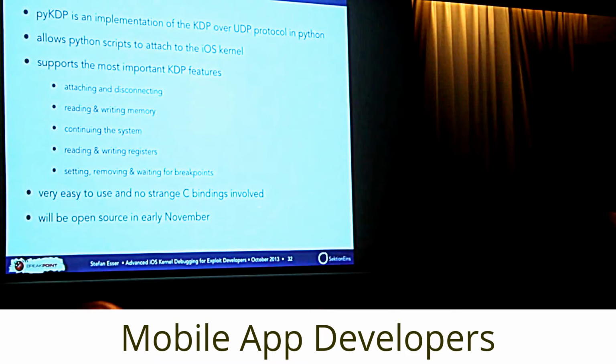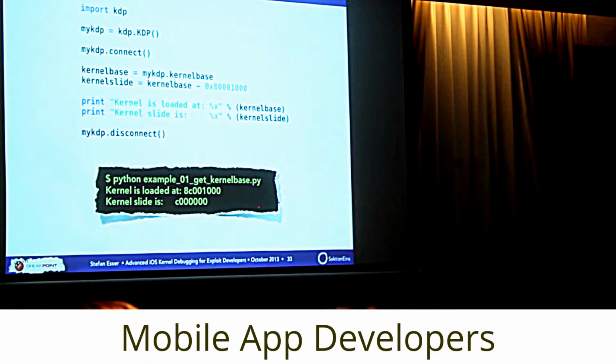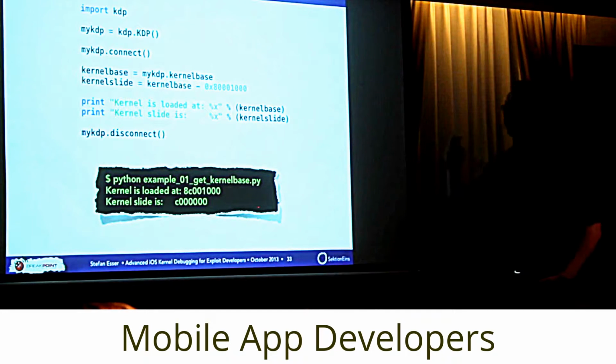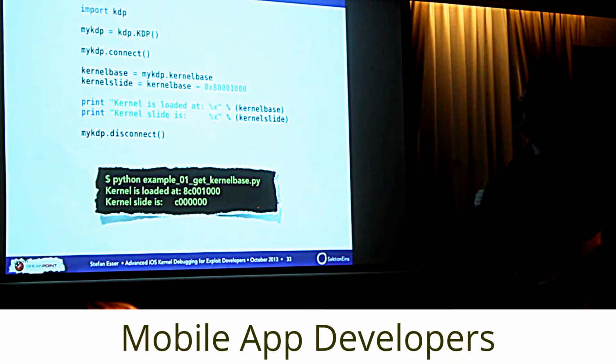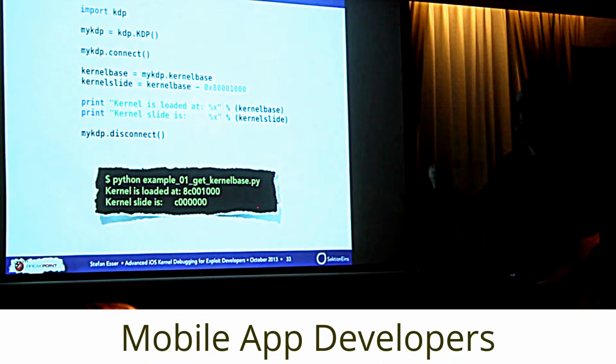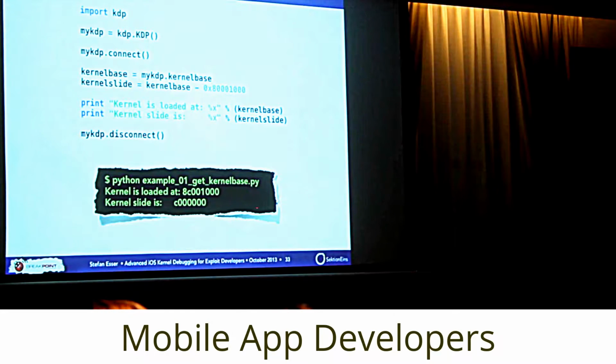Okay, so how would you basically use that? Using it is very simple. For example, this is an easy Hello World type example, where you just import the KDP module. You create your own object, and you connect that KDP object to the actual device. This would now wait until there's actually something connected to a serial that waits for the debugger.